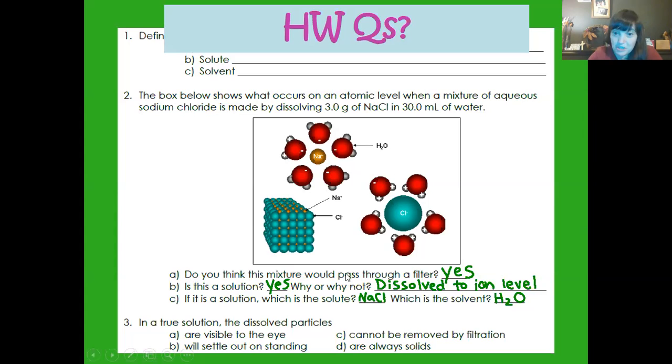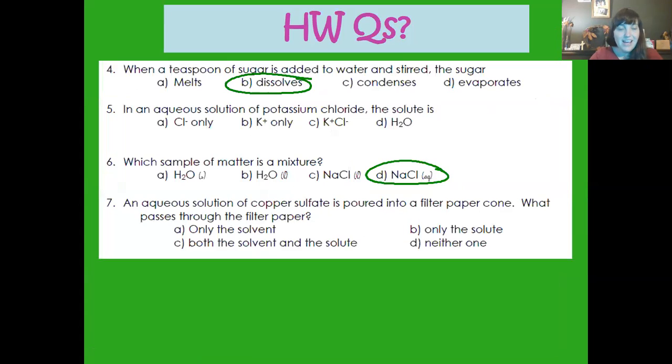So A, do you think this mixture would pass through a filter? Yes, because it's a solution. B, is this a solution? Yes. Why? It's dissolved down to the ionic level. C, if it is a solution, what is the solute? Well, that would be the thing that is being dissolved. So in this case that is sodium chloride, NaCl. And then which is the solvent? That would be the water. Number 4, when a teaspoon of sugar is added to water and stirred, the sugar dissolves.